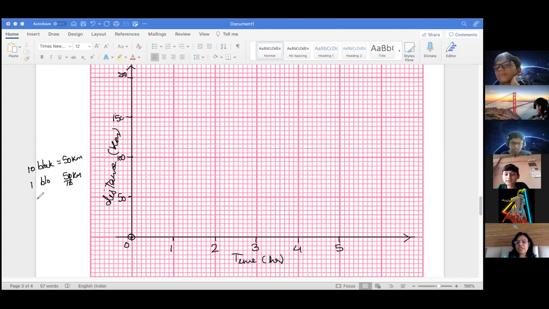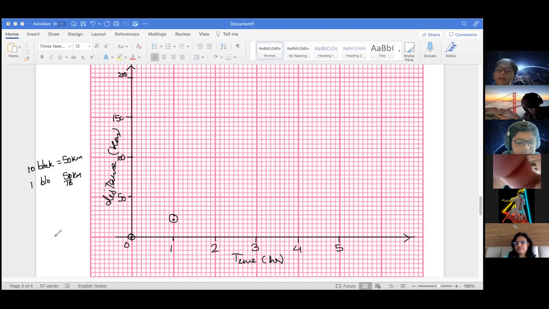So I need how many? 5 kilometers is 1 block, okay? Right? I need 20 kilometers. So 4 blocks will be 1, 2, 3, 4. So that means this much is 20 kilometers. Got it or not? Is it clear?